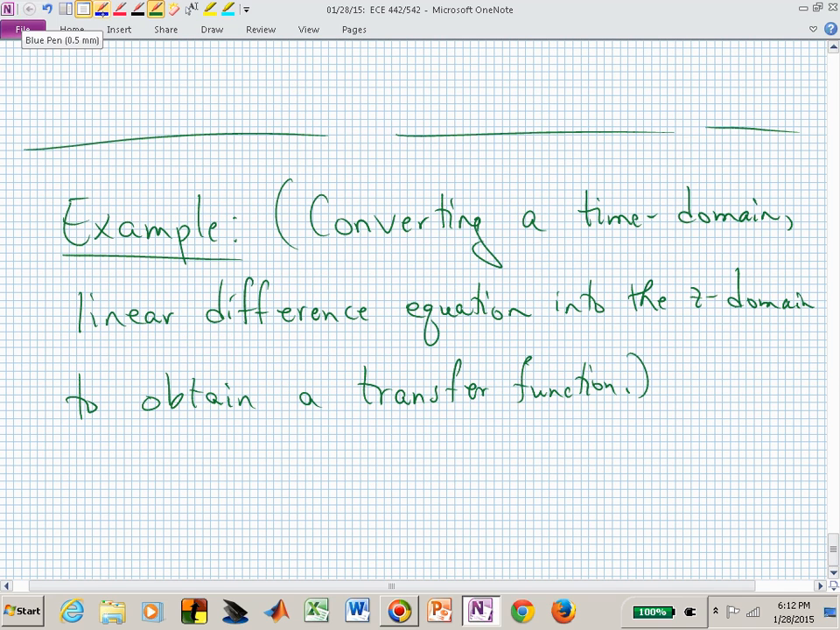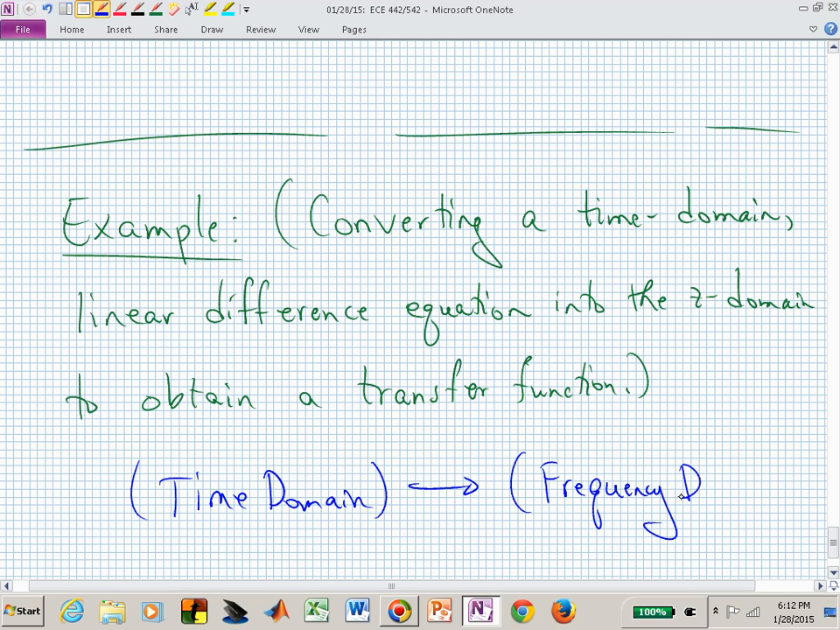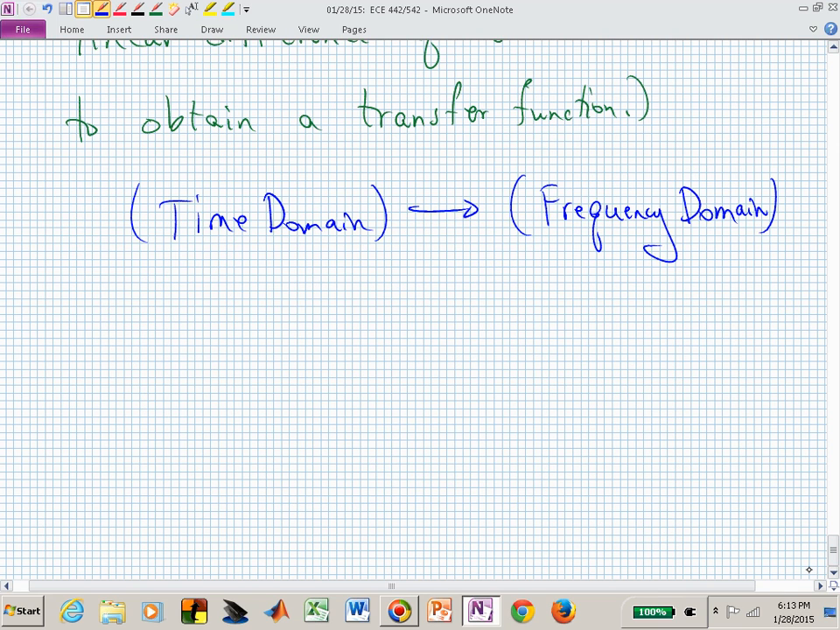Meaning now we are going from the time domain into the frequency domain. Here's our difference equation.